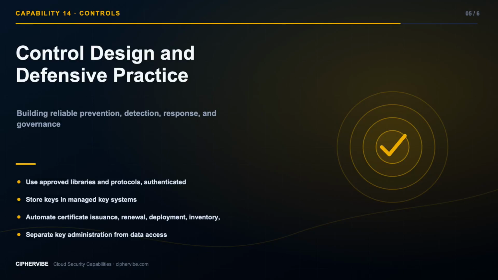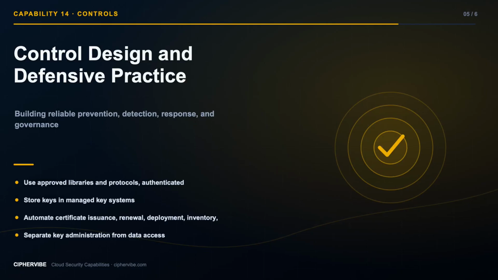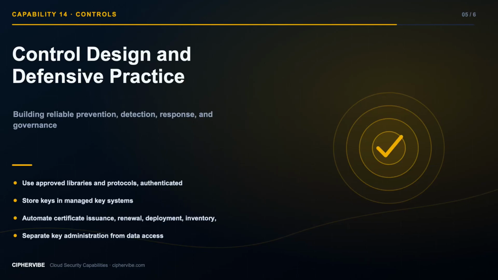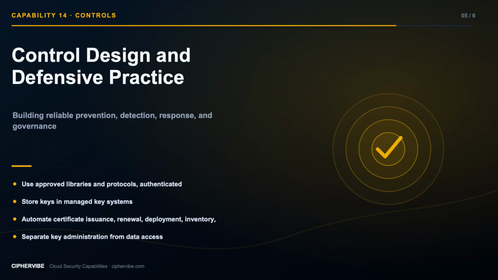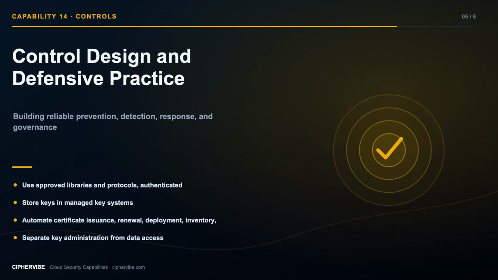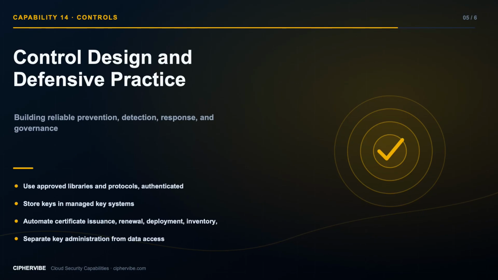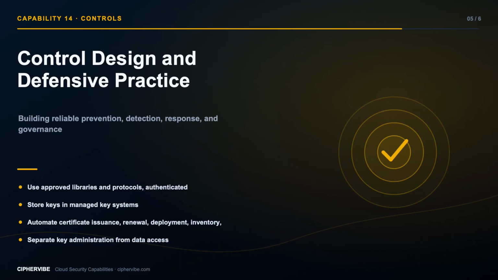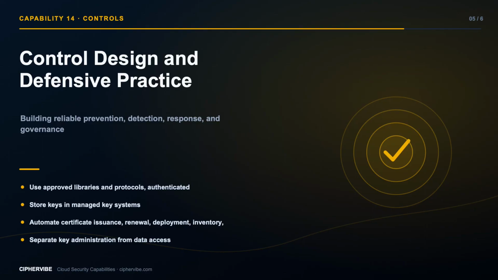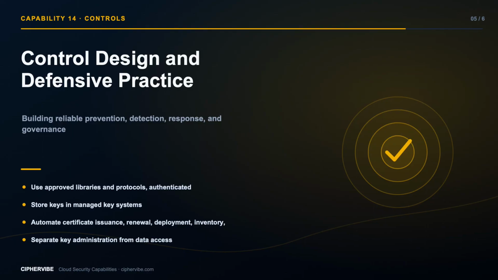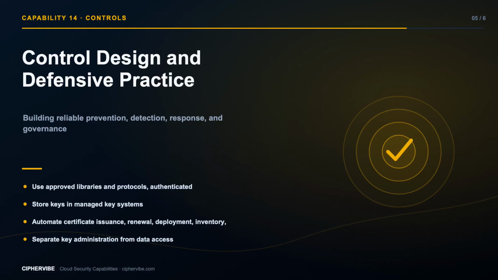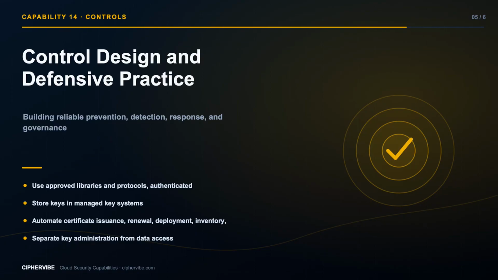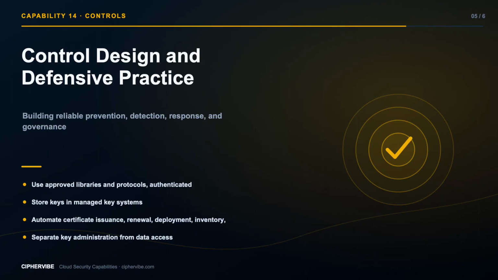A dependable cryptographic security program uses defense in depth. No single scanner, policy, gateway, or agent should be expected to carry the entire outcome. First, use approved libraries and protocols, authenticated encryption, secure random generation, and modern defaults. Second, store keys in managed key systems or hardware-backed boundaries with least privilege and usage logging.